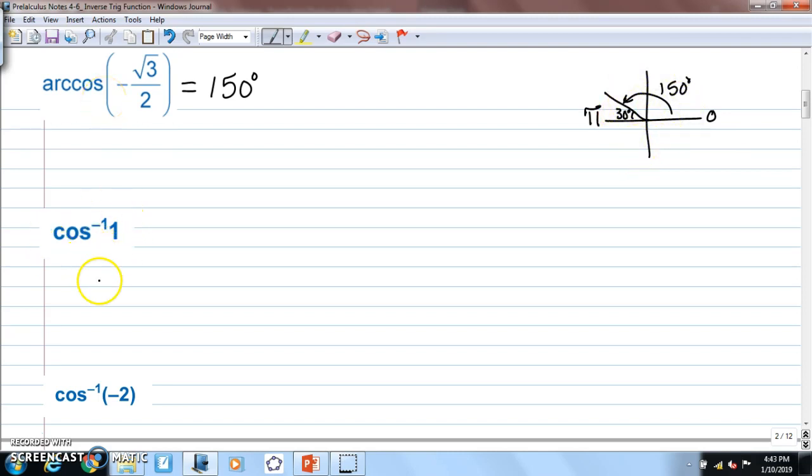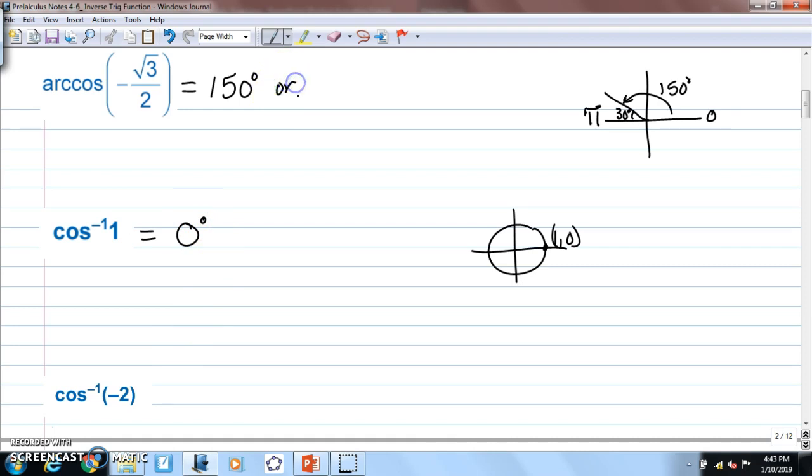Okay. All right, inverse cosine of 1. Now, again, this is just saying, where's your x value 1? Well, if you think about your unit circle again, where is my x value 1? Right here. That's where my x value is 1, right? So 0 degrees or 0 radians.